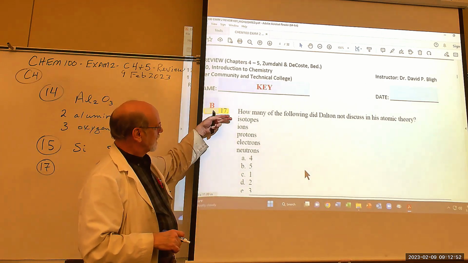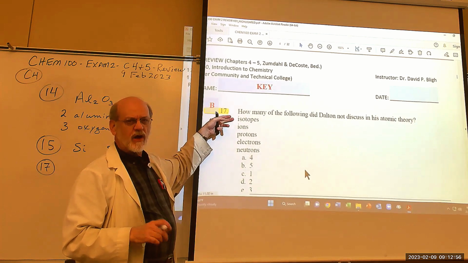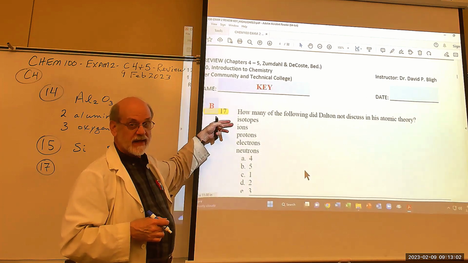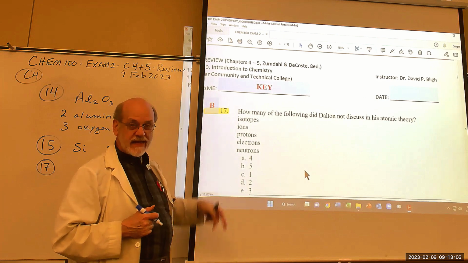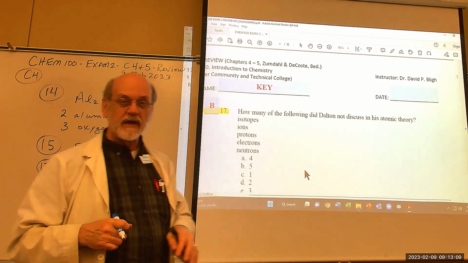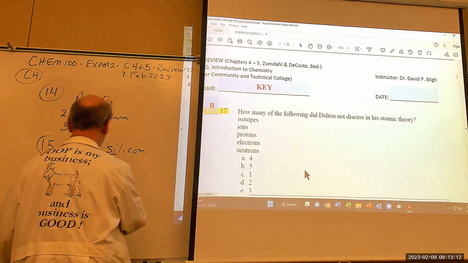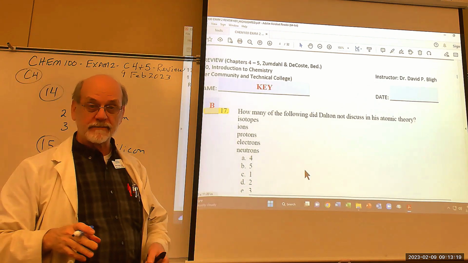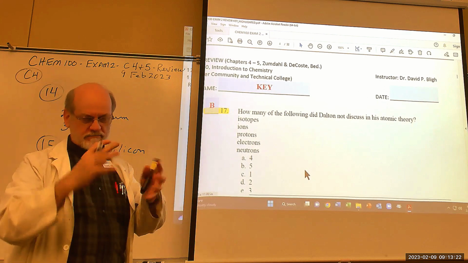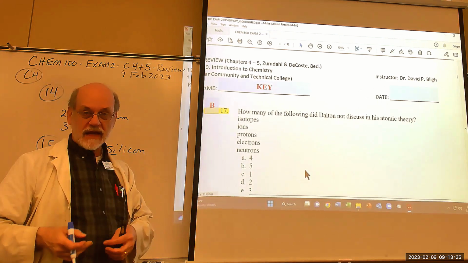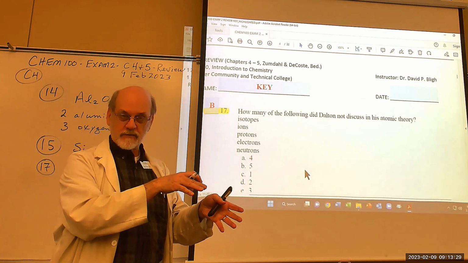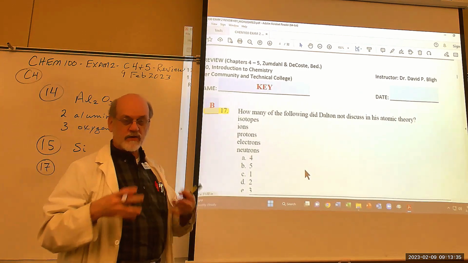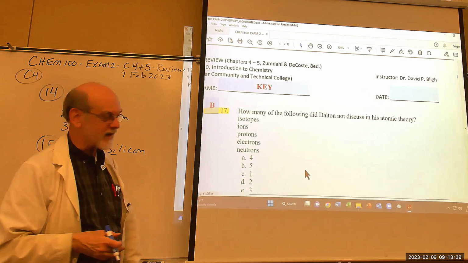He didn't know about isotopes, definitely not, because he thought all atoms were exactly the same. Did he know about ions? No, they didn't know about ions yet either. They didn't know about any of the subatomic particles during Dalton's time. So none of these, all 5 of them, were not included in Dalton's atomic theory. Dalton just thought atoms were solid balls. He thought that each atom was different for each element, but he had no idea about any of these other characteristics or particles that were part of atoms.